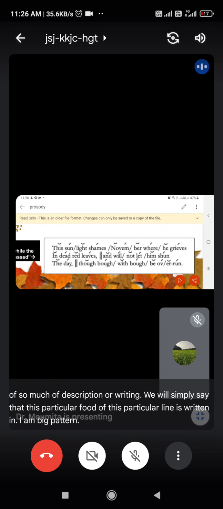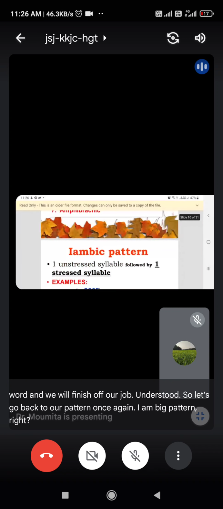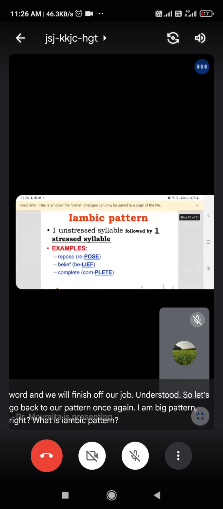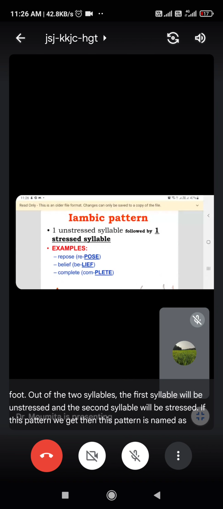Understood? So let's go back to our pattern once again. Iambic pattern, right? What is iambic pattern? In iambic pattern, please remember we will have two syllables in one foot. Out of the two syllables, the first syllable will be unstressed and the second syllable will be stressed. If this pattern we get, then this pattern is named as iambic pattern.